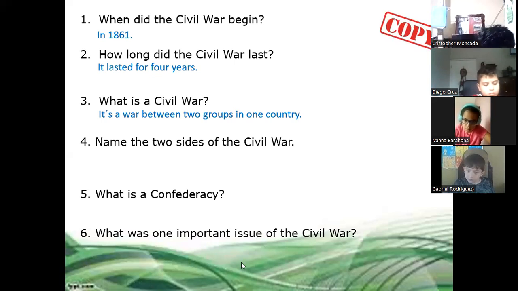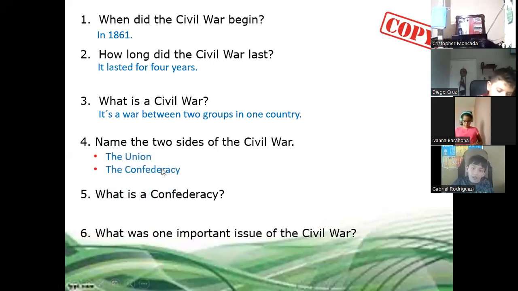Do you remember the names of the groups? The two groups that fought in the Civil War? North and South. The Northerners and the Southerners. One group was called the Confederate States and the other one the Union. The Union and the Confederacy. So these are the two sides of the Civil War of the United States.